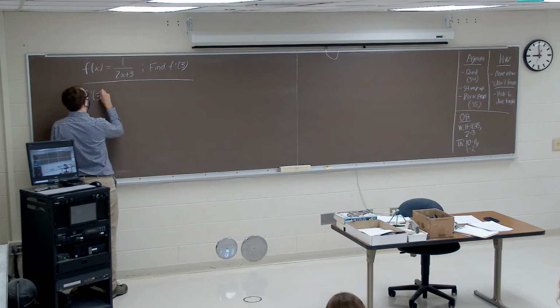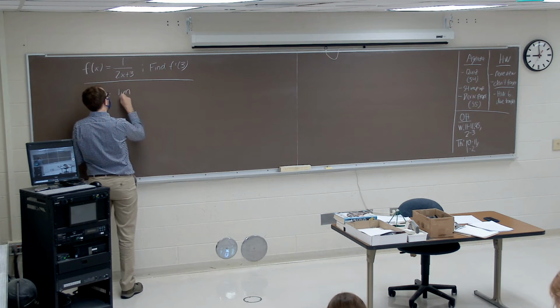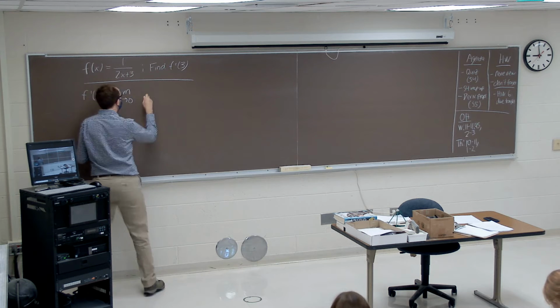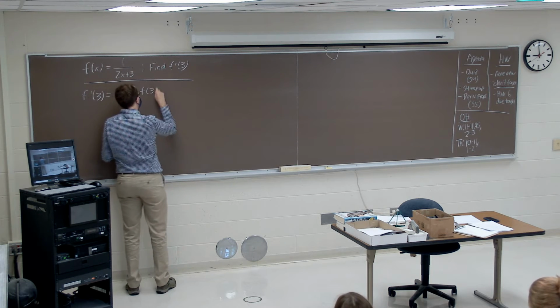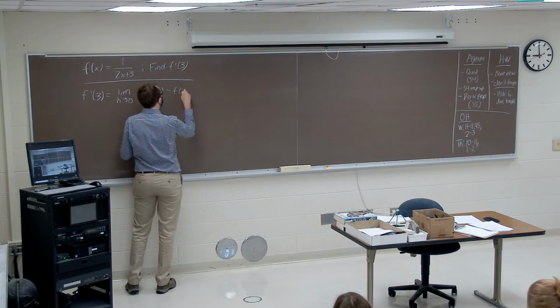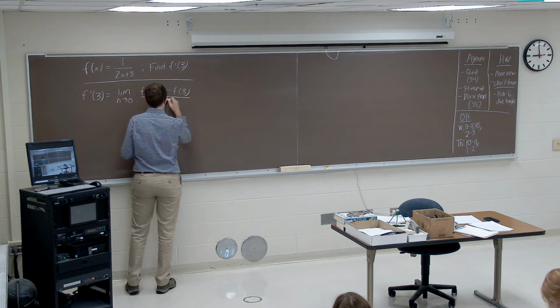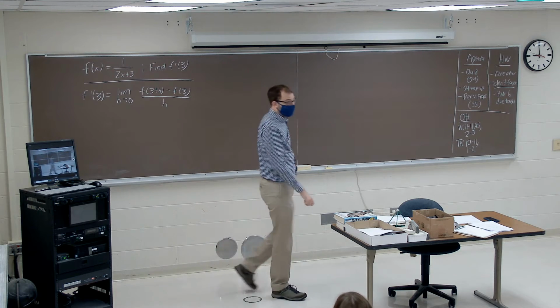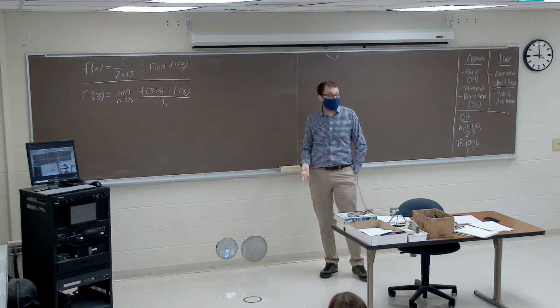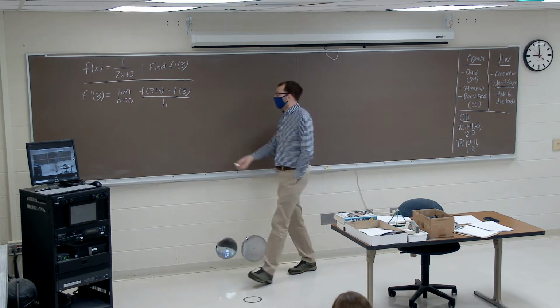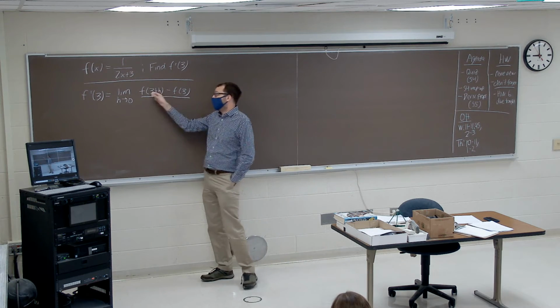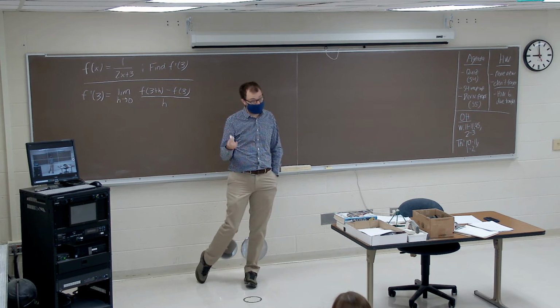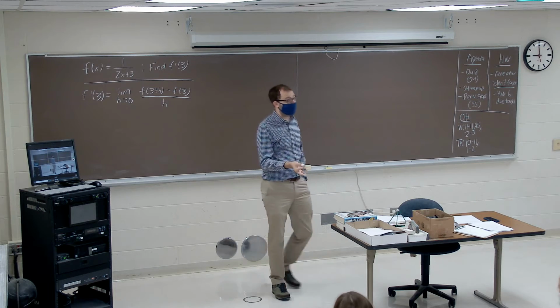And f prime of 3 is going to be a limit as h goes to 0 of f of 3 plus h minus f of 3, all divided by h. Same setup that we usually do, replacing a here in our usual formula with 3, since x equals 3 is the point we want to calculate the derivative.